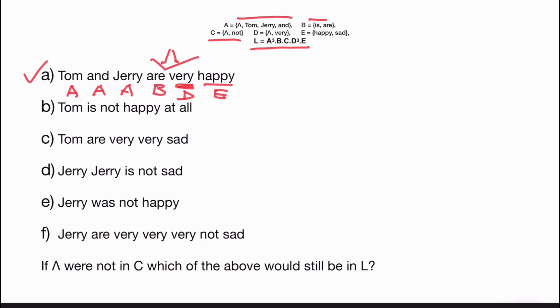How about the next one? We have one from A, and the next one is from B. Now, in A, we have this little lambda here, which means we can put some invisible things. We have one lambda and another lambda. That's all fine, right? And after B should be C, so that is from C. And after C is D, we should have 3 Ds. E is this one. That's okay.